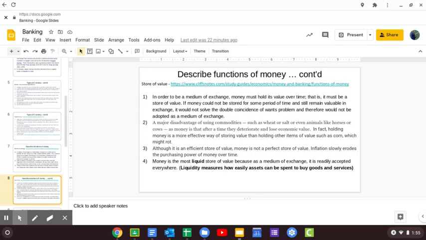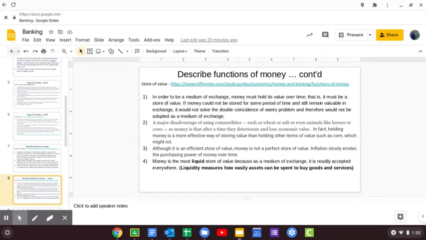We talked about a store of value. It's got to be able to hold its value over time. We talked about that we can't use commodities such as corn or cows because they're going to lose their value over time. It won't maintain its value. Those deteriorate. The last thing that we talked about is we really like a store of value. Money is the most liquid store of value.